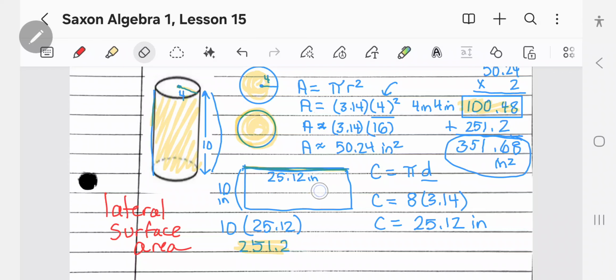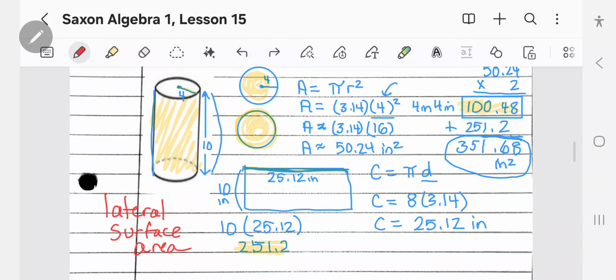So we're going to do that on these other figures. We're going to look at unwrapping the shape and using that to figure out the area of the entire side. So when they say lateral surface area, they're meaning the area of the side that does not include the bases. Okay? And we'll talk more about that in the next video.